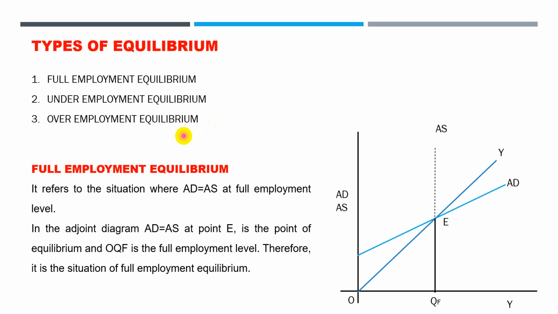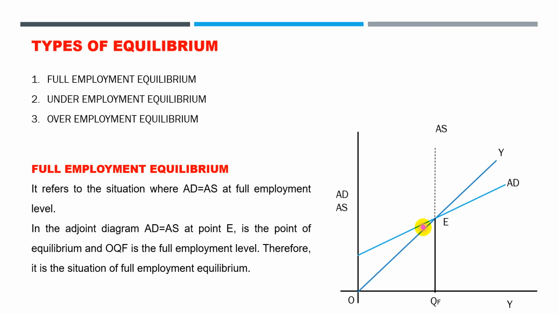Let us first discuss full employment equilibrium. Full employment equilibrium refers to the situation where aggregate demand is equal to aggregate supply at the level of full employment. That means when the aggregate demand curve intersects the aggregate supply curve, that is the 45-degree line, at the full employment level, then it becomes full employment equilibrium. Let us see the adjoining diagram.